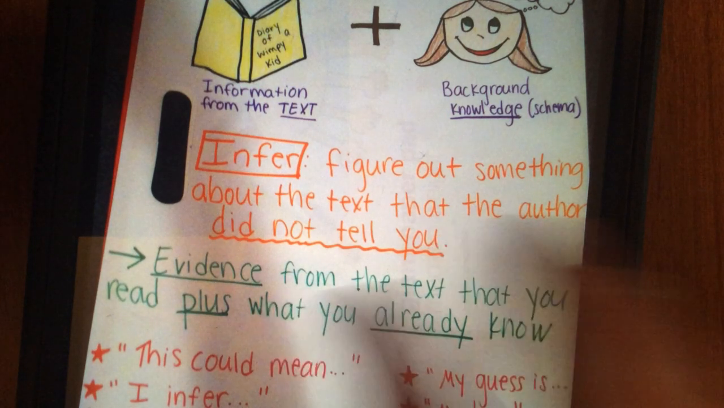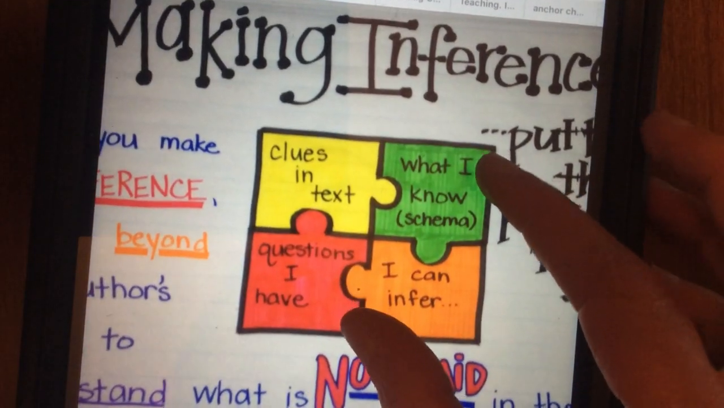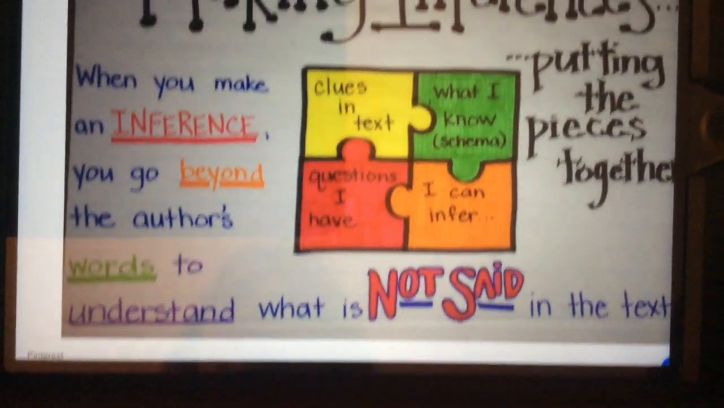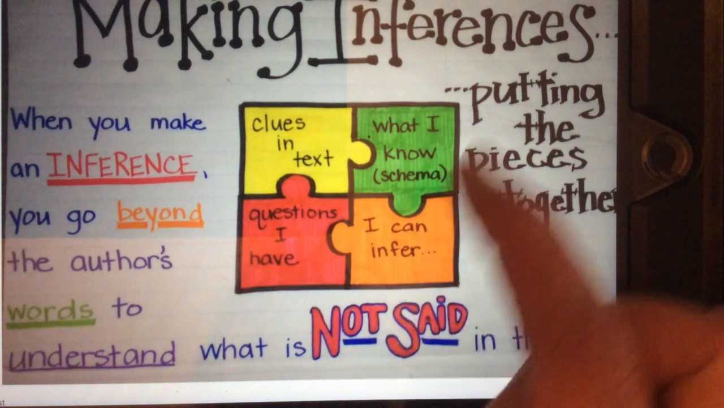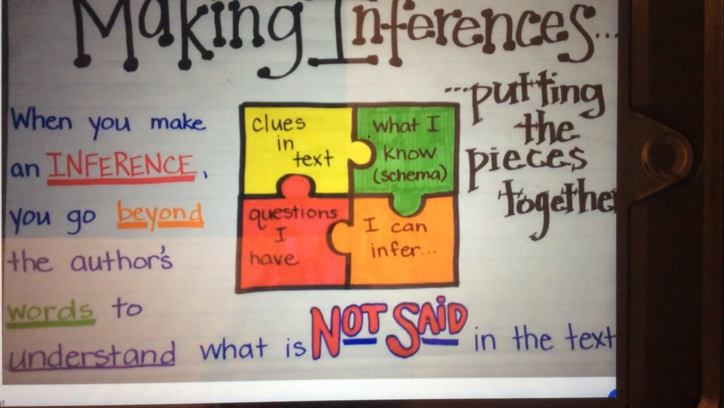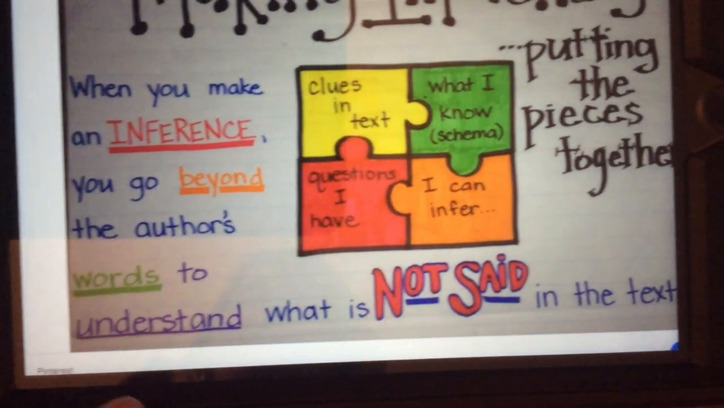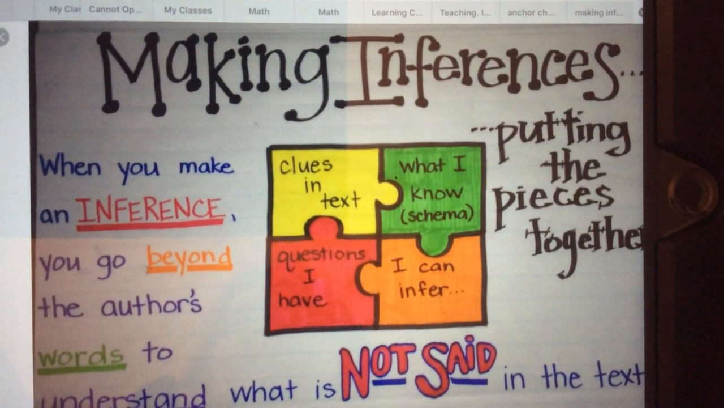So today, well, let me see. There's one more that I was going to show you, and that's this one. And that one's a pretty cool one here. I'll turn it this way so that you can see it. This is kind of big. It's like a puzzle, okay? So when you make an inference, you're putting the pieces together. So you take the clues in the text, the questions you have, and what you know means you can infer. And it says, when you make an inference, you go beyond the author's words to understand what is not said in the text. Okay, and that's called making an inference.